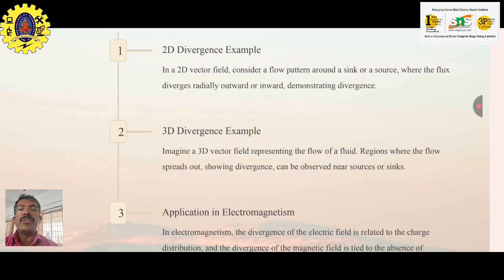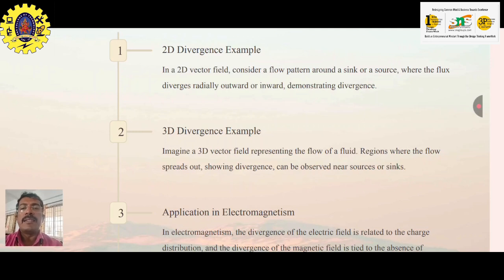As a 3D divergence example, let us imagine a 3D vector field representing the flow of a fluid, with regions where the flow spreads out, showing divergence that can be observed near sources or sinks. So, you can see there you have 3 dimensions because you are talking about the flow spreading. So, there comes the concept of 3 dimensions. So, even divergence can be applied in the area of 3 dimensions.